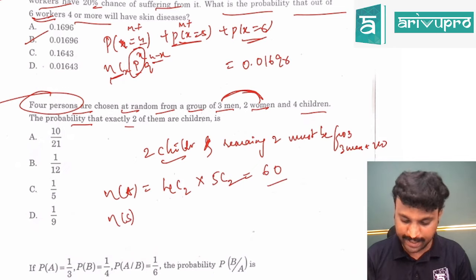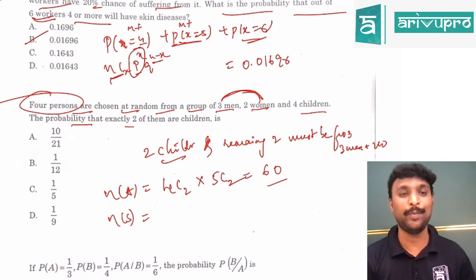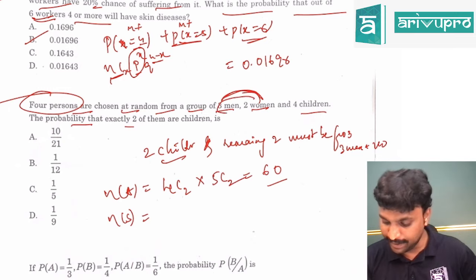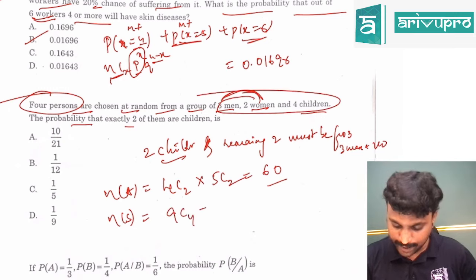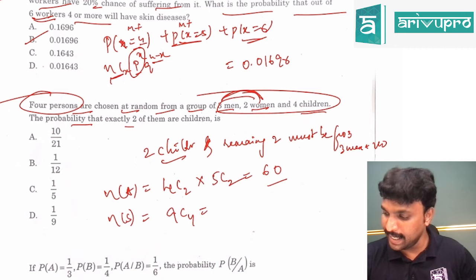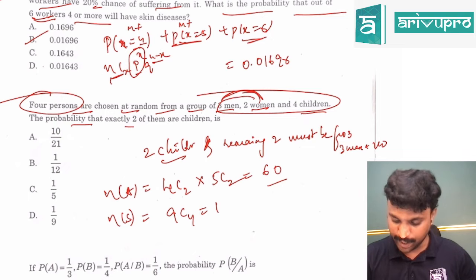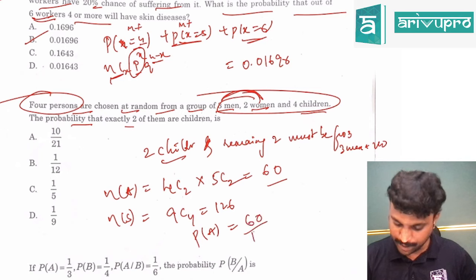So n of S now, guys, total how many have to be chosen? 4. From total how many? 3 plus 2 plus 4, it is 9. So 9C4 it is. 9C4 is 9 into 8 into 7 into 6 divided by 4 factorial, that is 24. It's 126. Therefore P of A is n of A by n of S, 60 by 126.